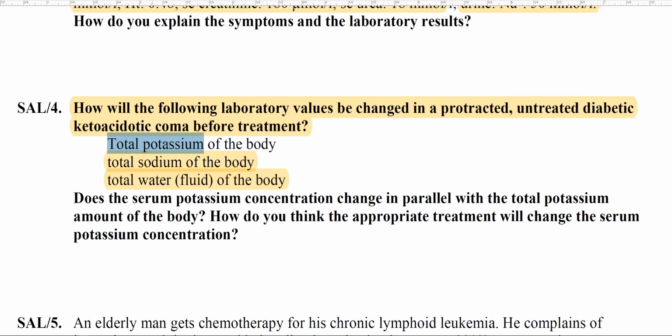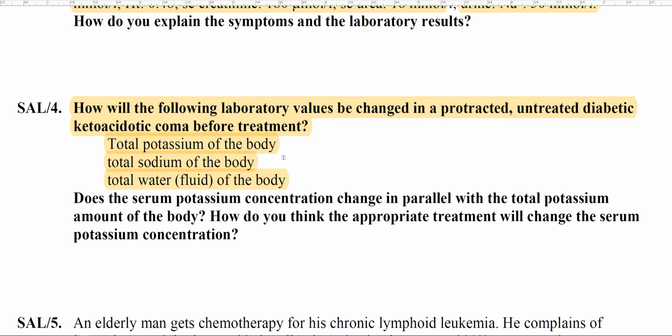Now, what about the total potassium of the body? Now here you start to overthink a little bit. Because what will happen when we do have too much proton? When we have too much proton, it is exchanged for potassium, meaning that acidemia is accompanied with hyperkalemia. So the serum potassium concentration will increase. But what about the total potassium? This will decrease as well.